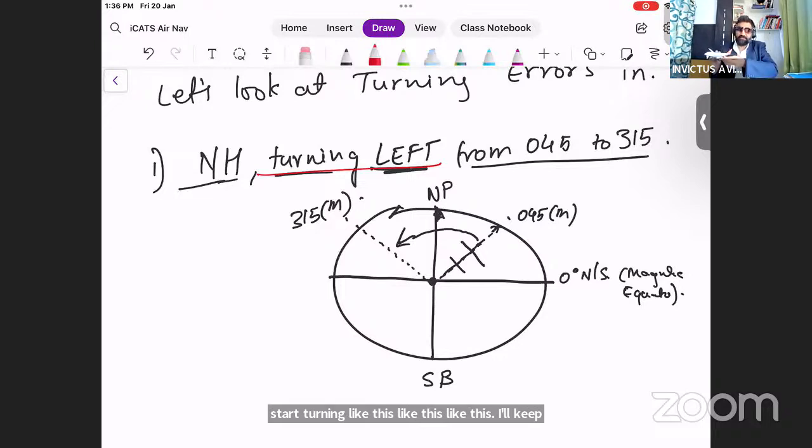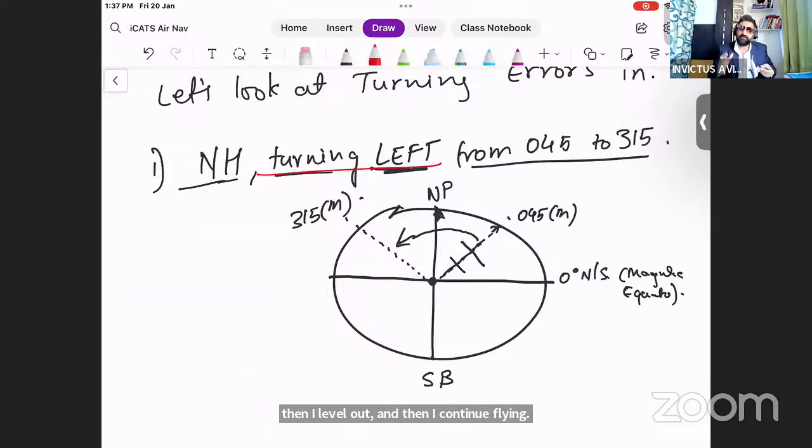From 045, my magnetic compass will show me 360 or north, and then it will start showing me 350, 340, 330, 320, 310. By the time I see 310, I'll expect myself to level out, and then I level out and continue flying. So I've done a good turn.